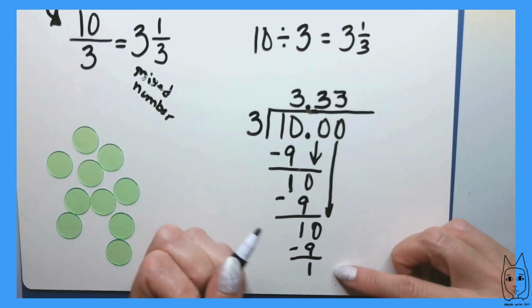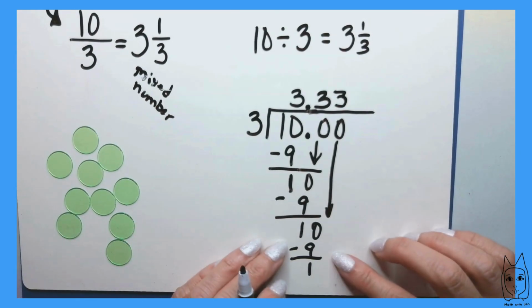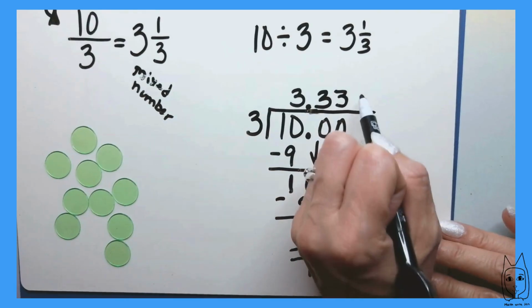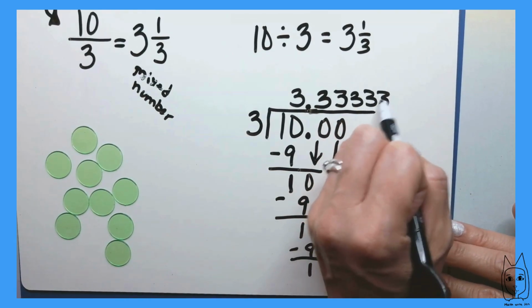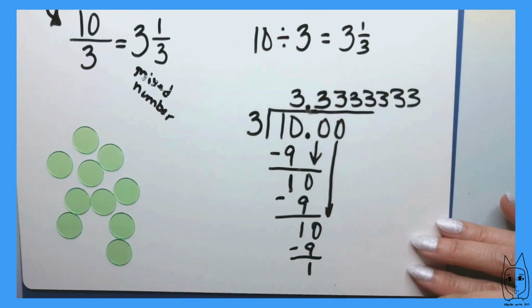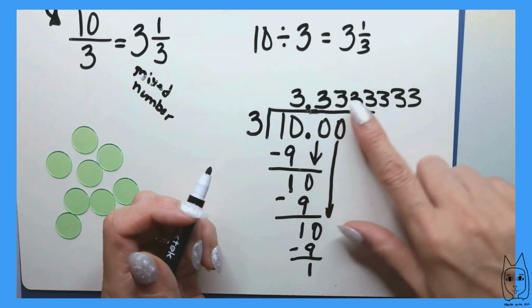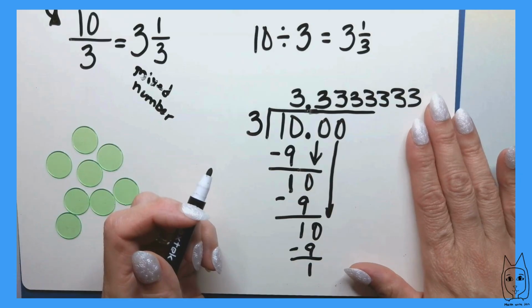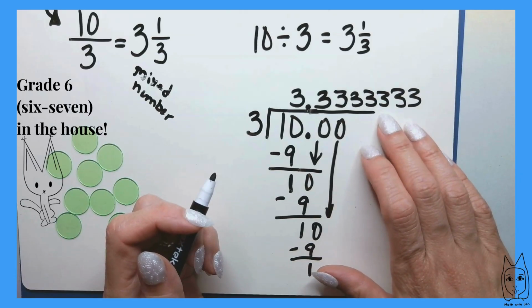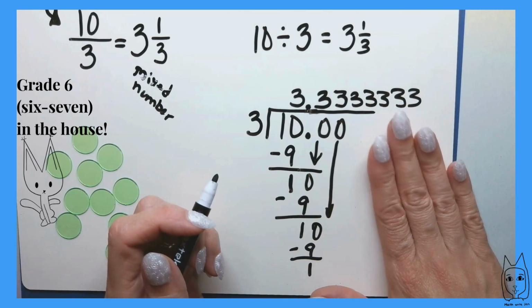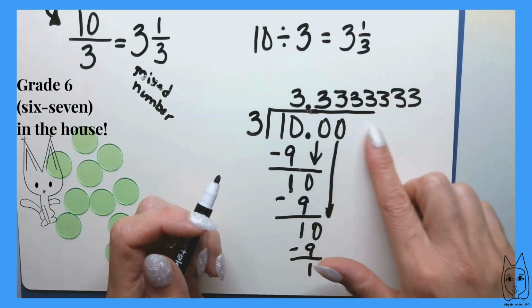Okay, so with this one, it's going to keep going and going and going. This is going to just keep going because we're going to keep adding zeros and it's going to keep equaling 9 and we're going to keep subtracting, keep getting 1. This is called a repeating decimal. This is taking you into grade 6. Grade 5, you probably would get a terminating decimal. That means it doesn't go on forever.